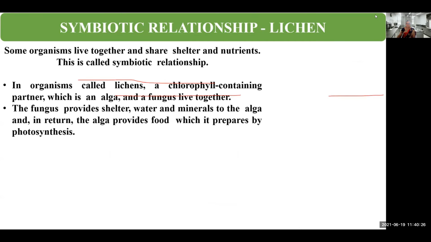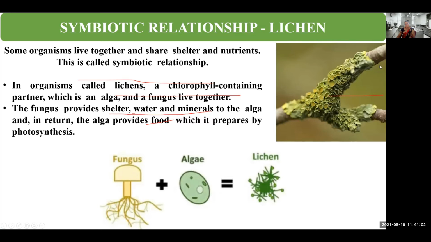Yes, symbiotic relationship. Symbiotic example, lichens. Some organisms live together and share shelter and nutrients. So this is called a symbiotic relationship. In organisms called lichens, a chlorophyll-containing partner, which is an alga, and a fungus live together. The fungus provides shelter, water, and minerals to the alga, and in return, the alga provides food which is prepared by photosynthesis. Okay, alga provides food, and fungi provide shelter, water, and minerals. So lichen is an organism which can grow on tree bark. Fungi and algae together are called lichens. Okay.